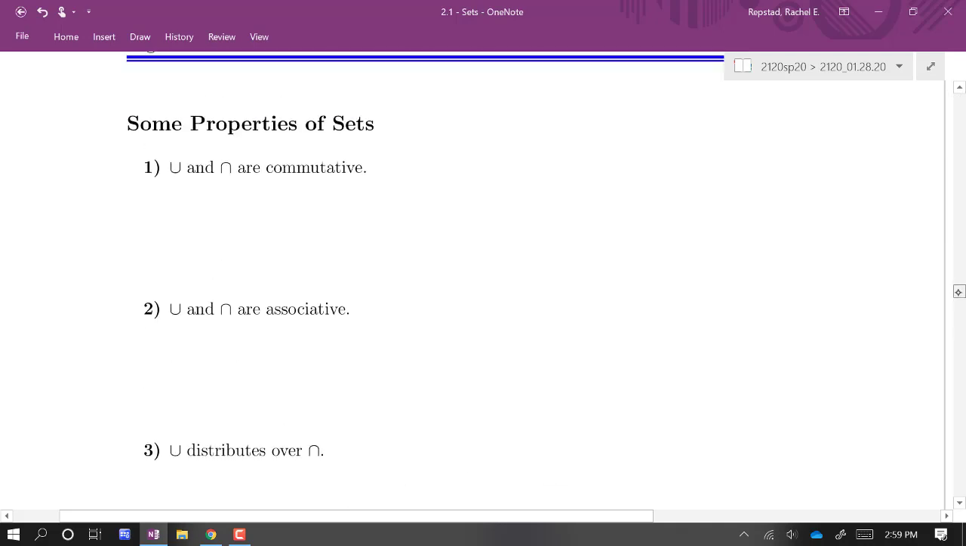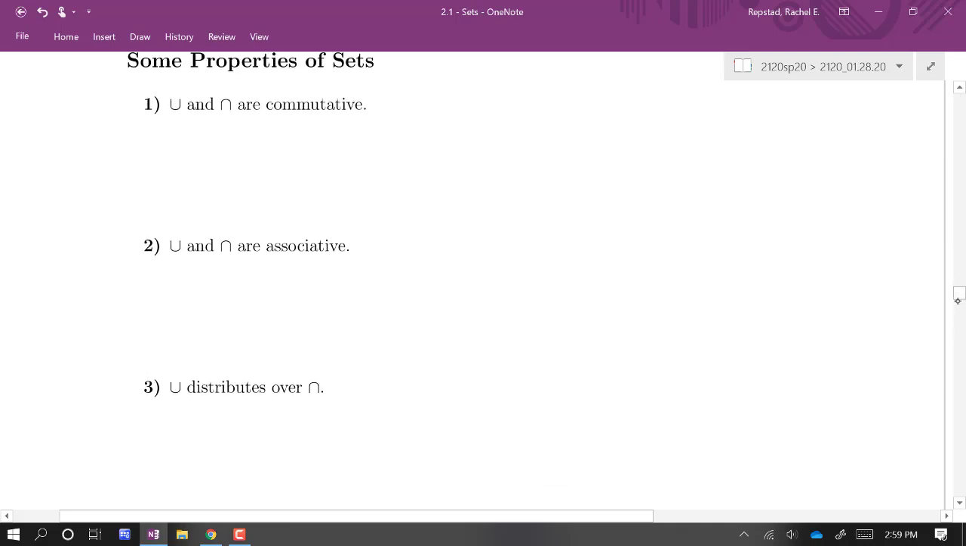All right, so some properties of sets. Both union and intersection are commutative. What does commutative mean?